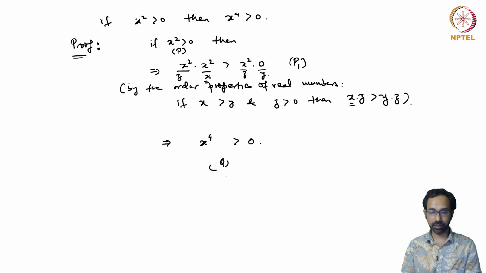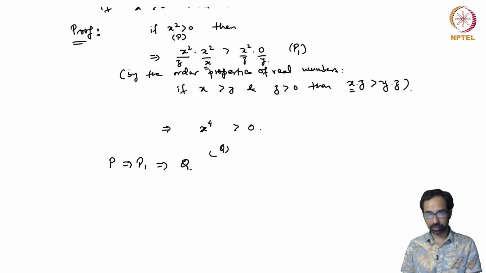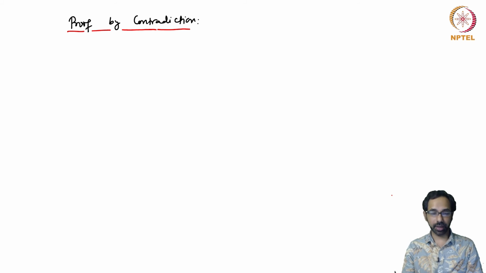And P1 implies Q. So we had P implies P1 implies Q. So this is an example of a mathematical proof. Now let me end by describing what is a proof by contradiction, which we will be using a lot in this course.